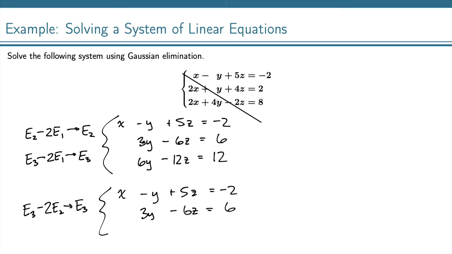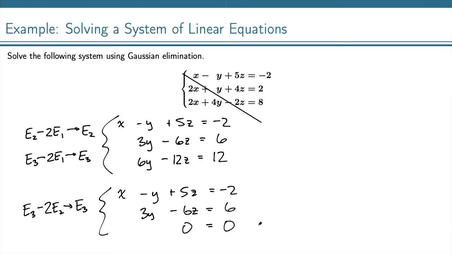And now here I have 6y minus 6y is 0. Negative 12z minus a negative 12z is plus 12z, which is 0. So I've got a 0 on the left side here. And then here 12 minus 2 times 6 is minus 12, and that's also 0. So I've got rid of this third equation completely.